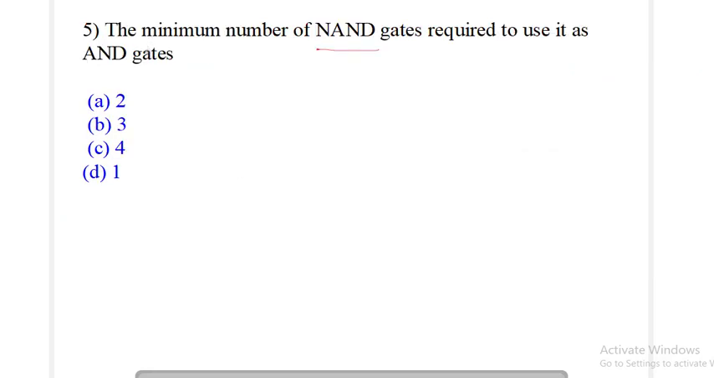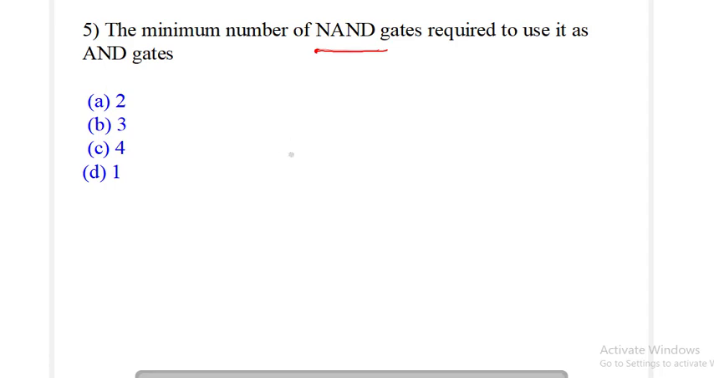So next, question number 5: the minimum number of NAND gates required to use it as an AND gate. The NAND gate is called a universal gate, because by using NAND gates any other gate can be constructed. NOR gate is also a universal gate, because we can construct any other gate using NOR gates also. But for the present case, what we are asked is the minimum number of gates required to convert a NAND gate to an AND gate.